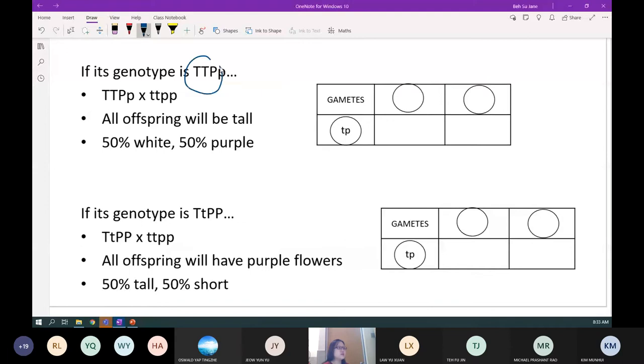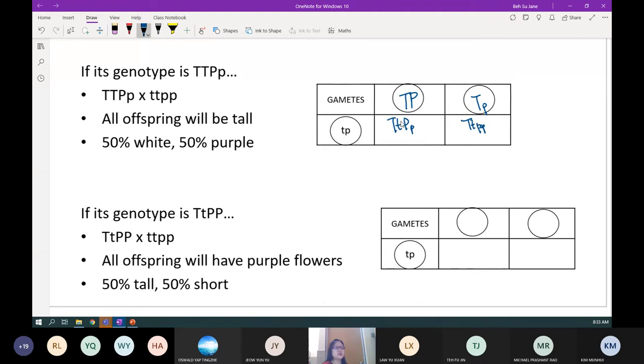So this fella here, we need to figure out its gametes. Big T is already set. So the two different gametes will be just big T, big P, and big T, small p. The T doesn't have a choice, you see. So resulting is like this.